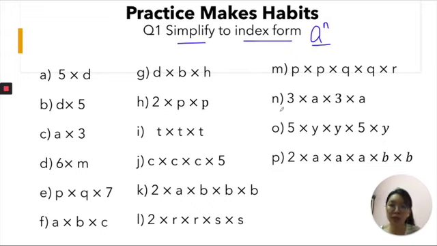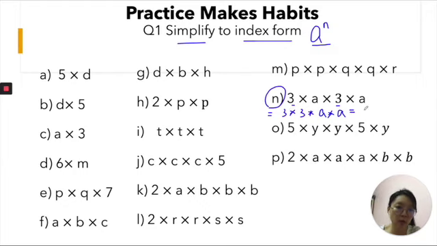Let's have a look at n. I have 3 times a times 3 times a. So I have 2 numbers. So I will first suggest you copy the question and then put all the numbers together first. 3 times 3. Again, all the like terms together. Number one side, variable one side. Then you can throw away the multiplication and then straight away times with the number.